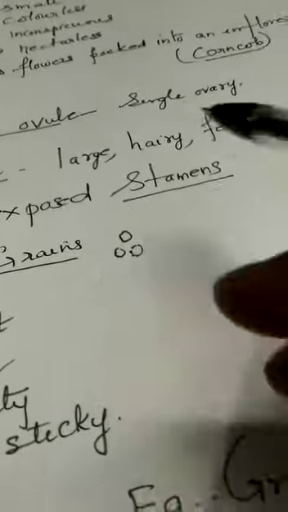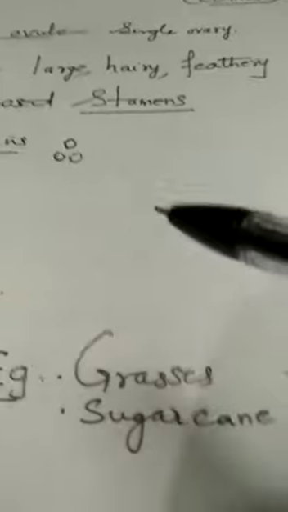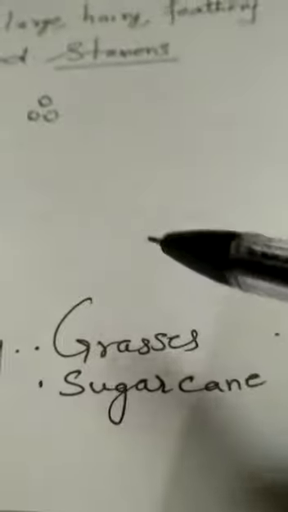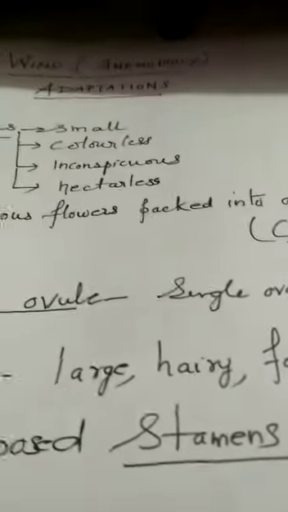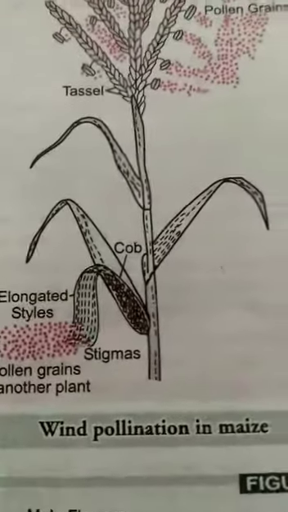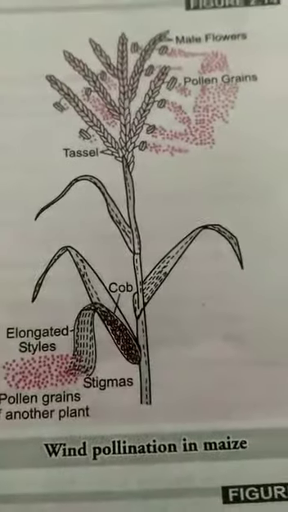and non-sticky. And you'll see these wind pollinated plants are grasses, sugarcane, bamboo, coconut. These are all examples of wind pollinated plants, which we also call anemophily. And you can just have a look at this diagram. This is wind pollination. You can see the wind pollination in maize.